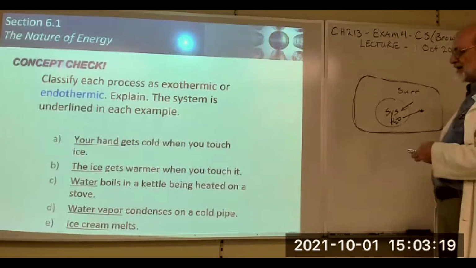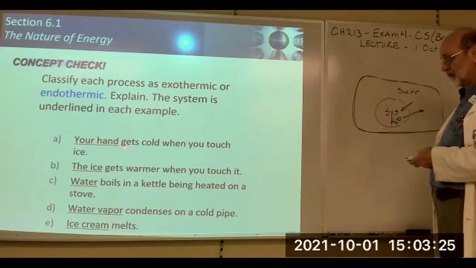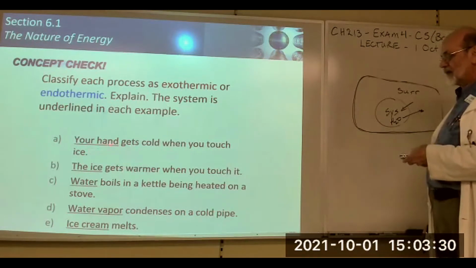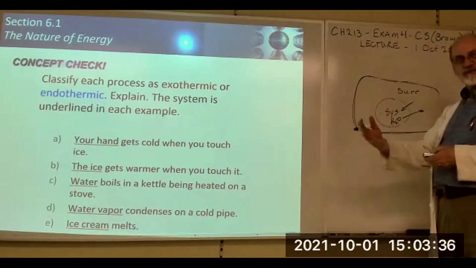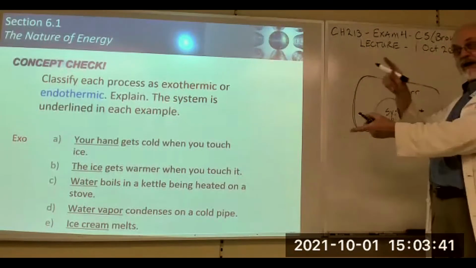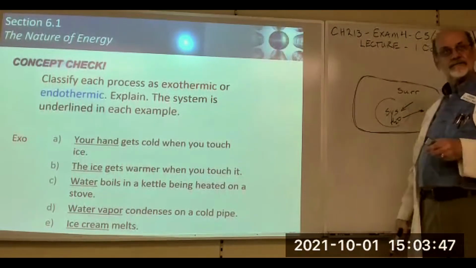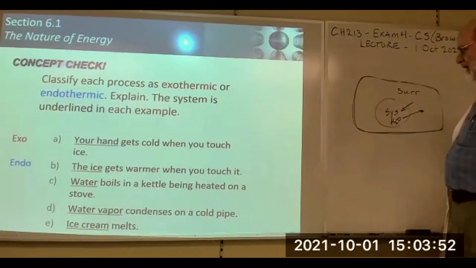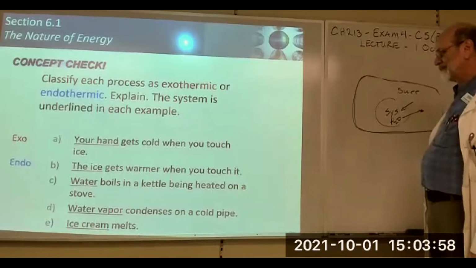So in this case, we've identified the system with this underline. If your hand is the system, and we say it gets cold when you touch ice, it transfers energy from your hand, the system, to the ice. If we switched it around and said the ice is the system, then we could call it endothermic. Oh, I didn't read the question first. Ice gets warmer when you touch it. Oh, it's just the opposite.